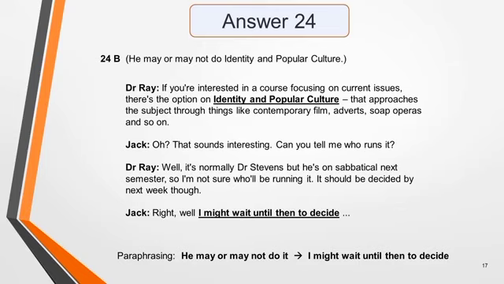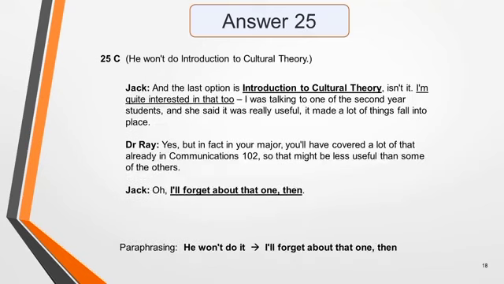This time the phrase Jack uses to say that he may or may not do it is, I might wait until then to decide. Answer 25 is C. He won't do Introduction to Cultural Theory. Here's the dialogue.